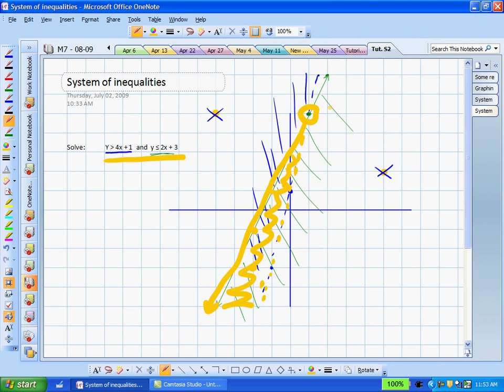So how would we find that coordinate? 1, 2, 3, 4, 5. It is the point (1, 5) because you can read it off the graph.